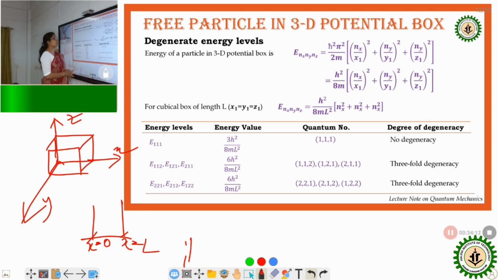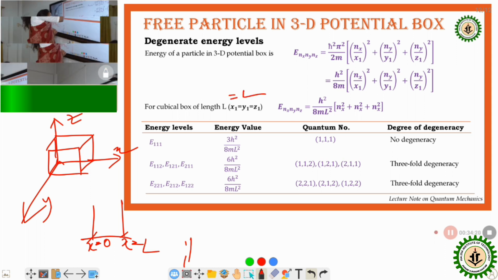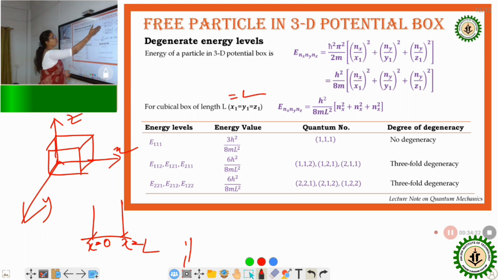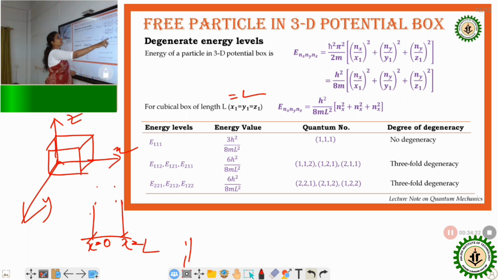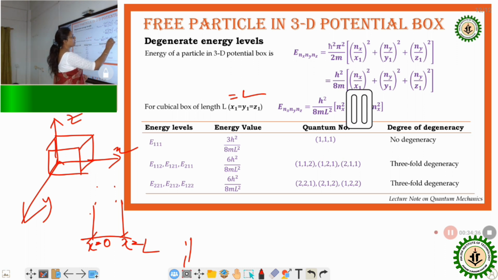Now just think of it as L. Okay, x length equals y length equals z length. That is L. So if you put it here, you will get that type of value for the eigen energy in a three-dimensional box. Mind it. If you put n1, one thing is that I should write y here.